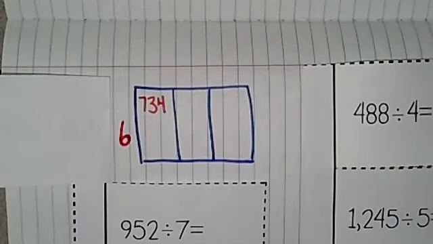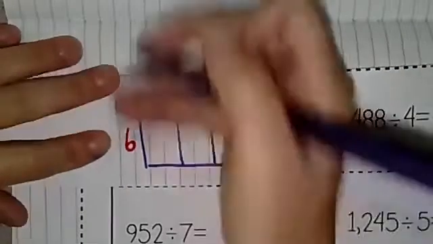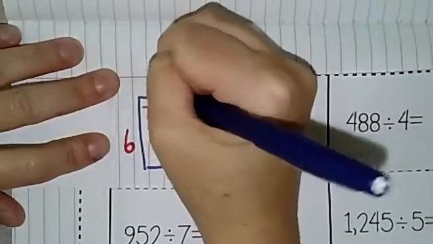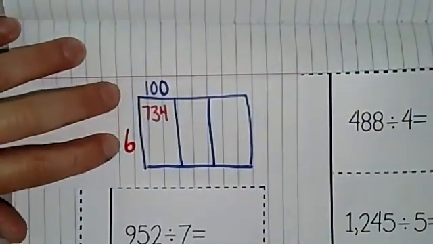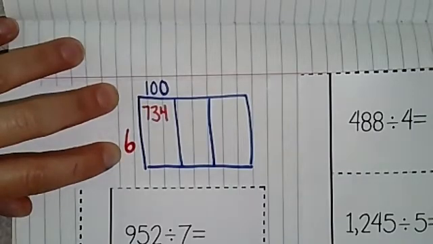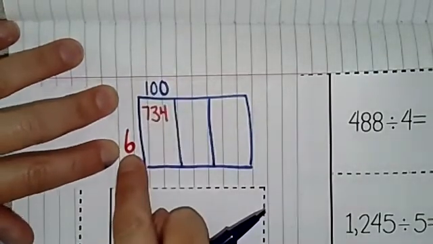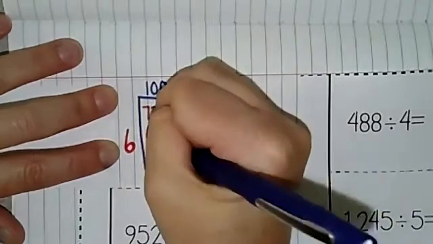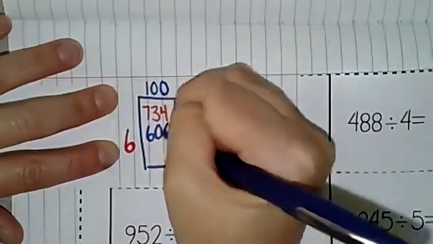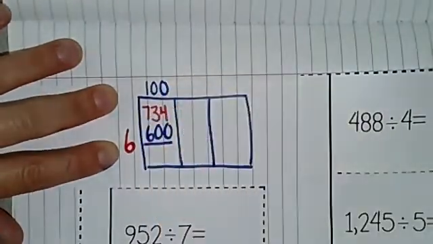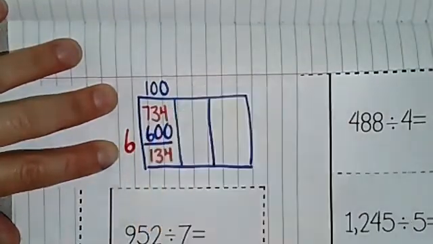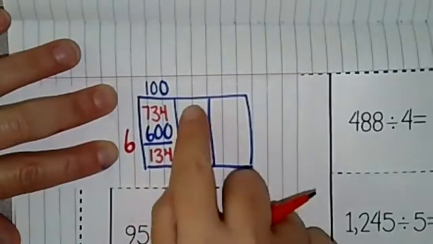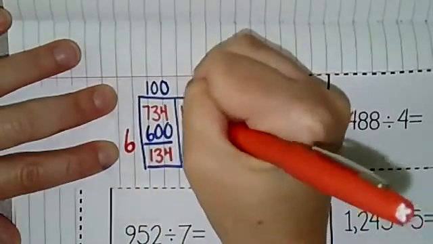What do you want me to try, Jameson? Do 100. Put 100 up here. How much is 100 sixes, Kato? How much is 100 times 6? Very good. Let's subtract out 600. And when I do, I get 134. Put that up to the next line, to the next section.